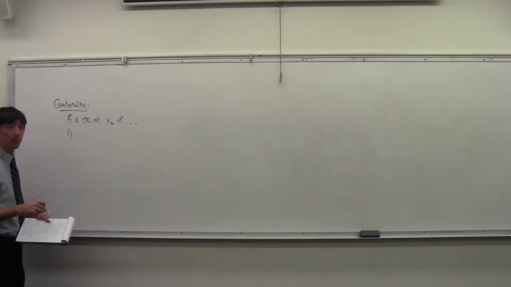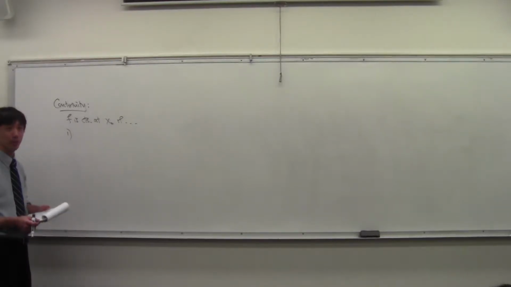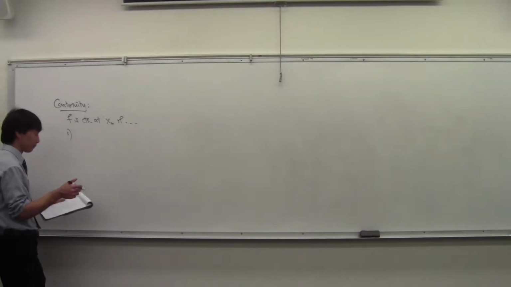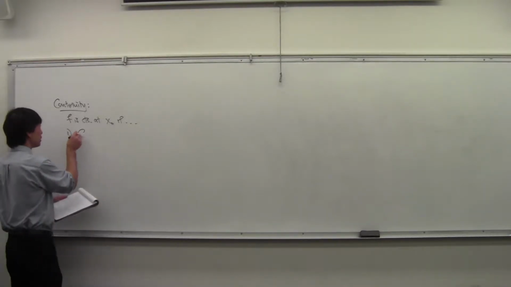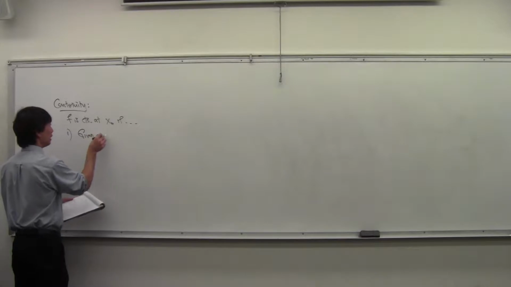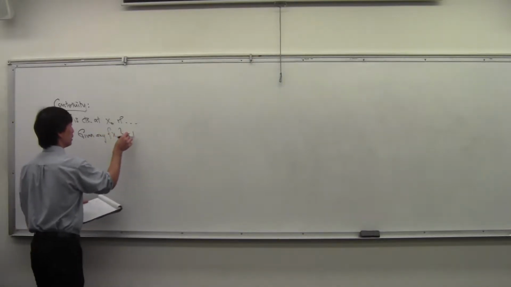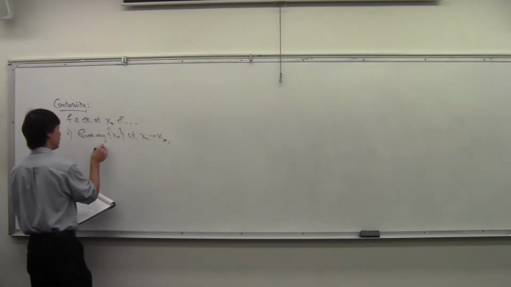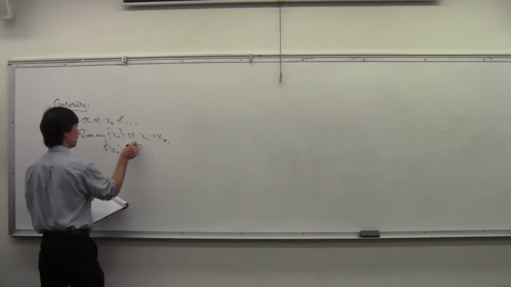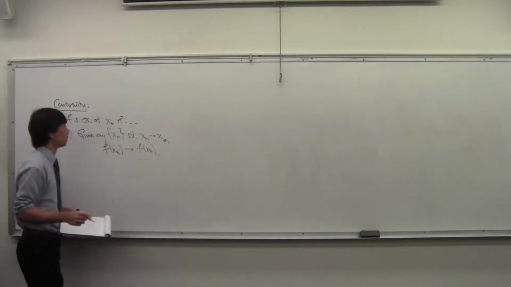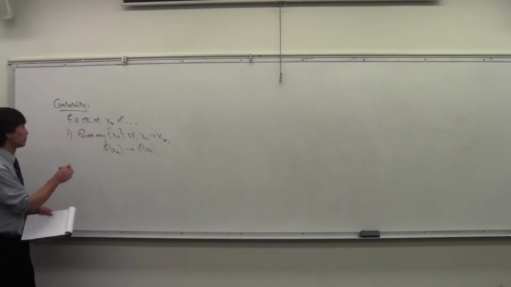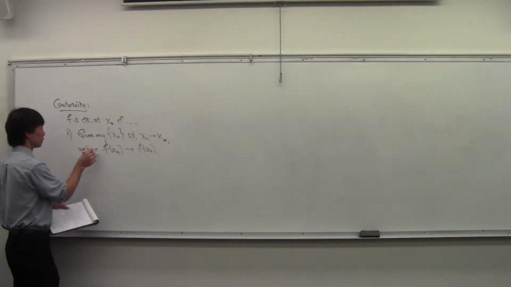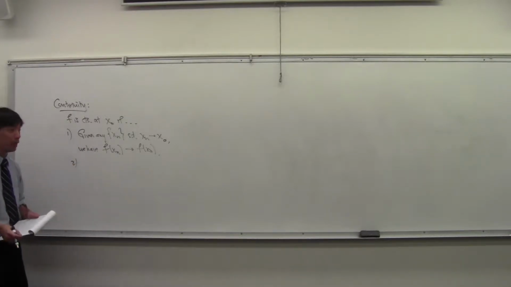So there's two definitions, one involving sequences, the other involving epsilons and deltas, or neighborhoods, epsilon neighborhoods and delta neighborhoods, right? Given any sequence x of n such that x of n converges to x naught, f of x n converges to f of x naught. Right? That was definition number one.